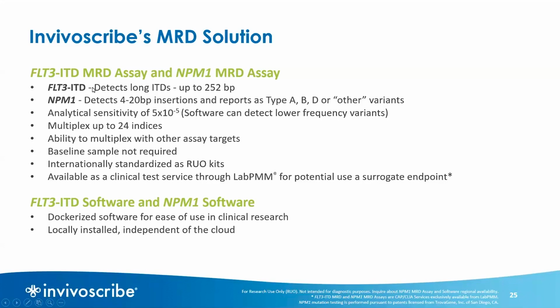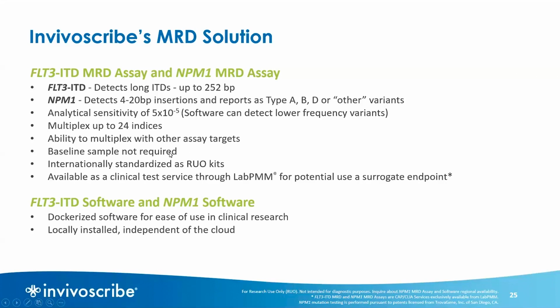The FLT3 ITD assay detects long ITDs up to 252 base pairs. The NPM1 detects 4 to 20 base pair inserts and reports them out as ABD or other. Both have an analytical sensitivity of 5 times 10 to the minus 5, with the possibility that some can be lower, but this is just strictly validated as 5 times 10 to the minus 5. You can multiplex both assays onto the same flow cell, up to 24 indices, and you have the ability to multiplex with other LymphoTrack assays.